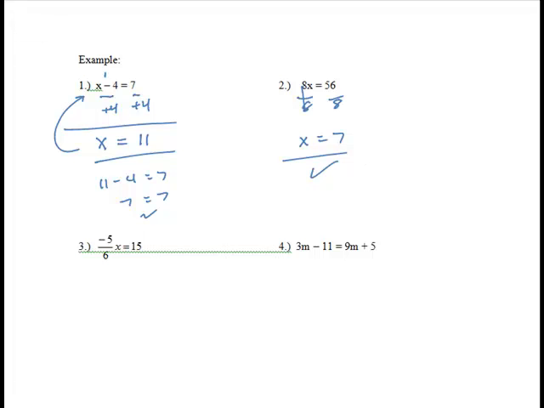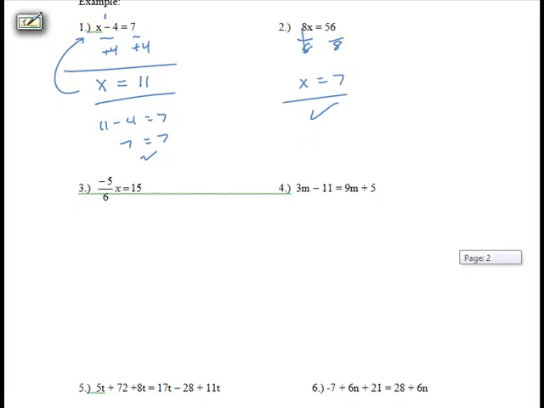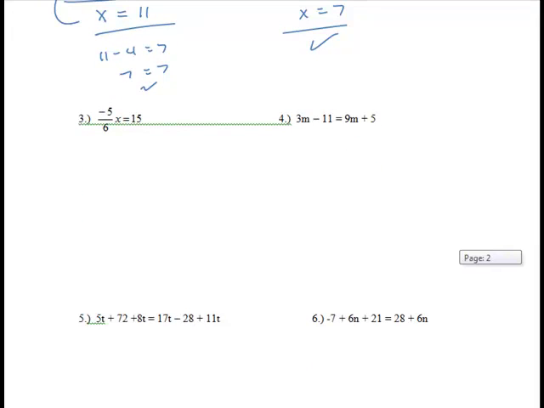Example 3. Negative 5/6 x is equal to 15. It has an equal sign, so it's an equation. x has an exponent of 1. And we know how to simplify or work with fractions. So the way we get rid of multiplication of a fraction is we multiply both sides by the reciprocal.